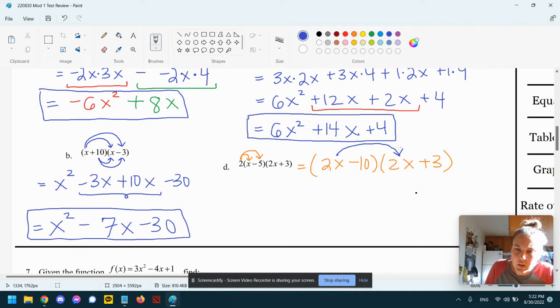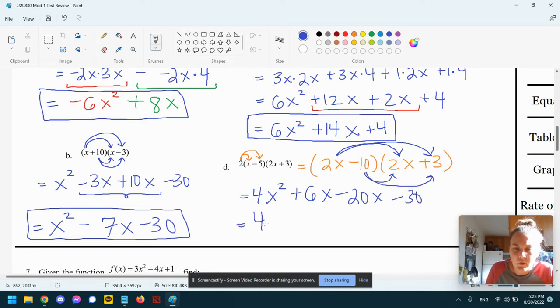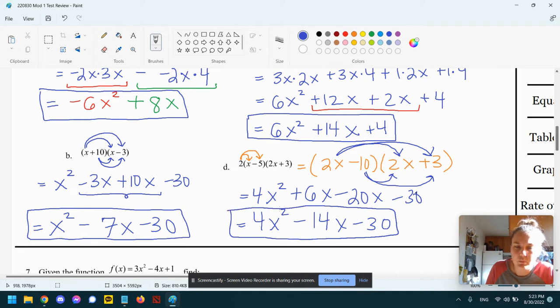So now I do 2x times 2x, 2x times 3, negative 10 times 2x, and negative 10 times 3. I combine my like terms. I'm finished. There we go. So again, for this one, you're just doing the 2 times the first binomial and then multiplying it to the rest.